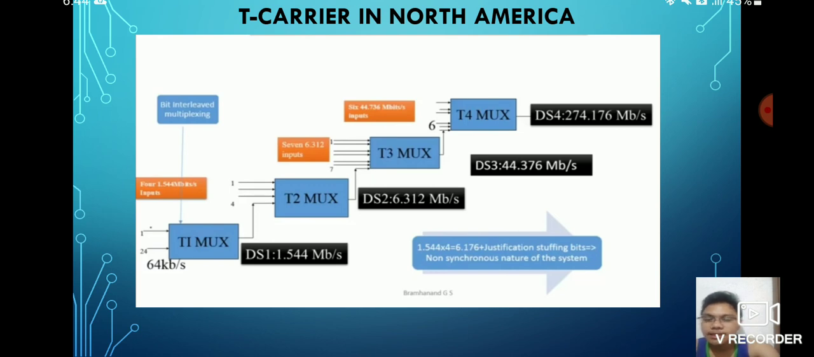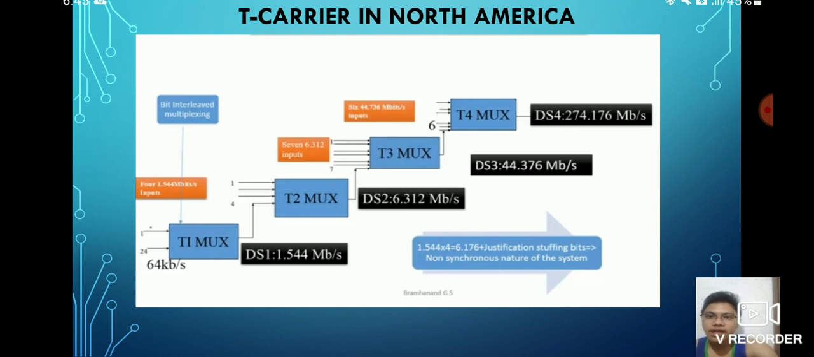The next level is T4, which we multiplex by 6, and we get the output of DS4, 274.176 megabits per second. As you notice, we multiply the 1.54 megabits per second by 4, and we didn't get the exact output in T2 because we have the so-called justification stuffing bits.